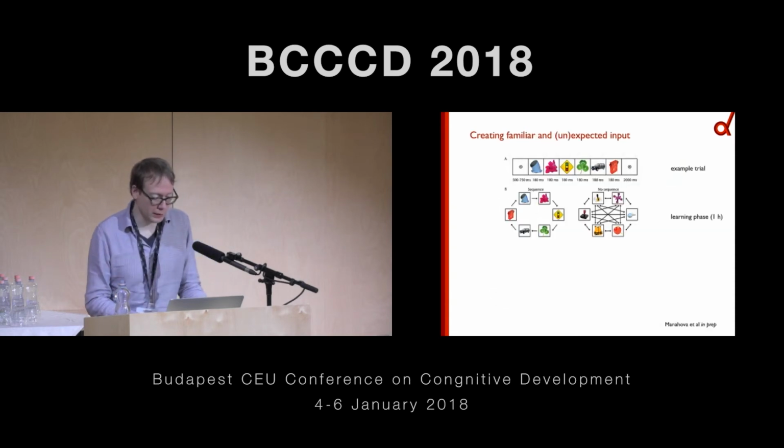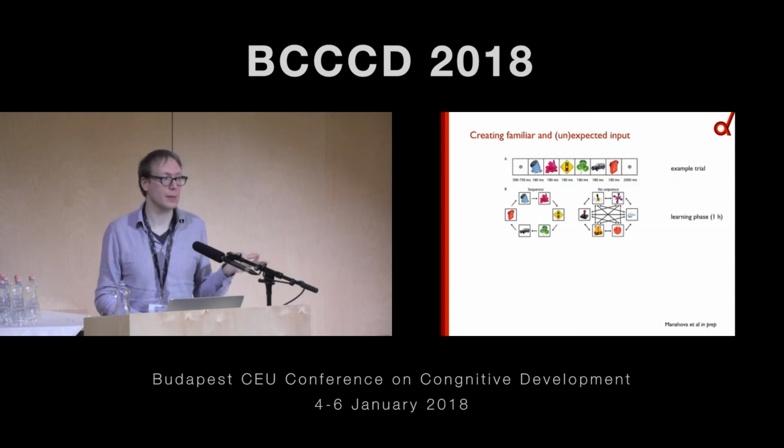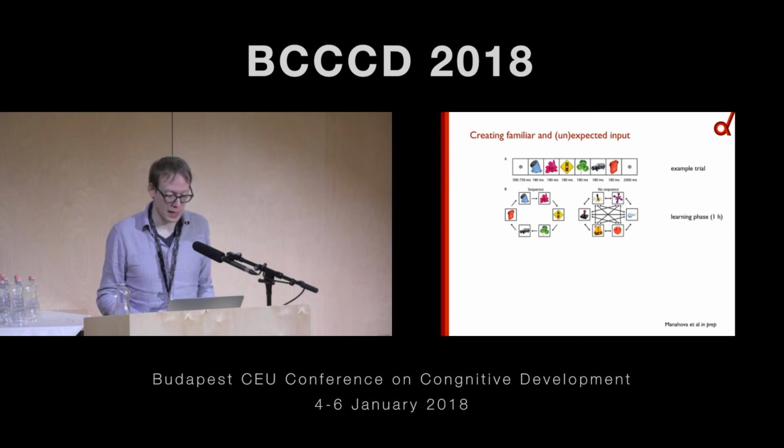So what we did is we created familiar and unfamiliar input for our human participants, and we also created expected and unexpected input. Let me tell you how we did that. We had sequences of 6 stimuli. On each trial, we would present this kind of rapid stream of images. And we had 2 sets of images that we familiarized the subjects with. But crucially, one of those sets always occurred in a certain order.